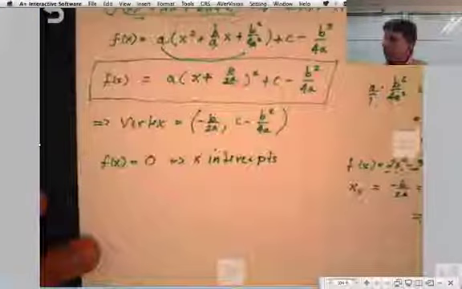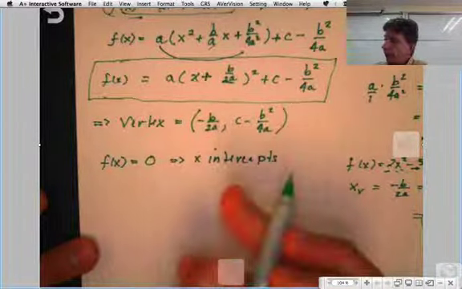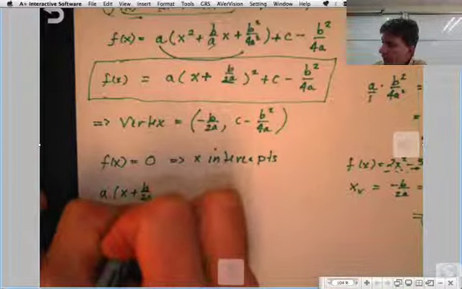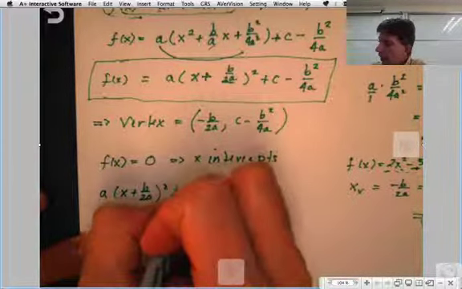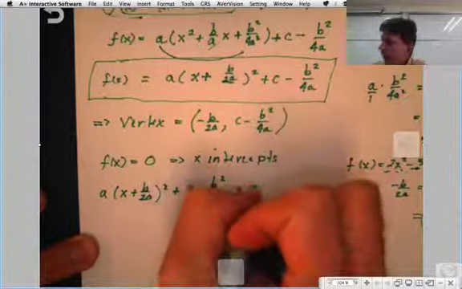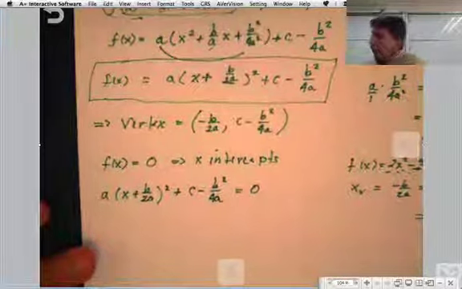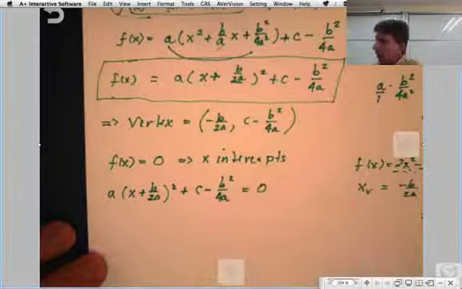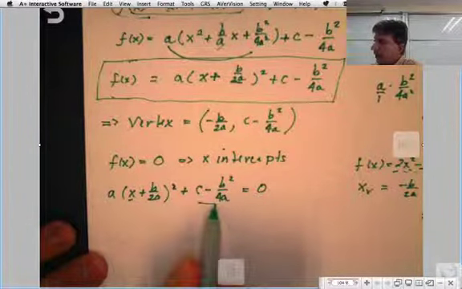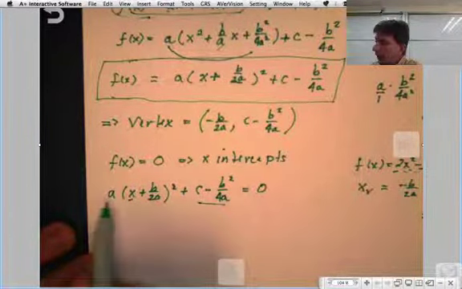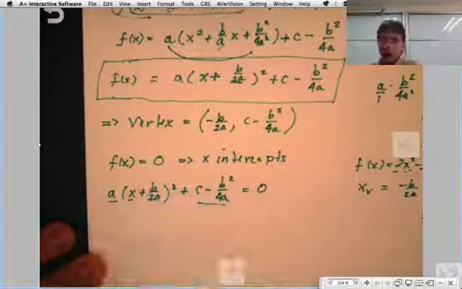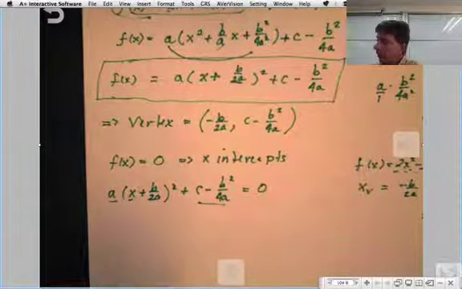Okay. So if I set this thing equal to 0, then I'm going to get a times (x plus b over 2a) squared plus c minus b squared over 4a is equal to 0. So what that would require me to do is, again, solve for x. So I'm going to have to get this onto the right-hand side and then get this onto the right-hand side, and then eliminate the square and then get the b over 2a on the right-hand side as well. So let's do that in 3 steps.